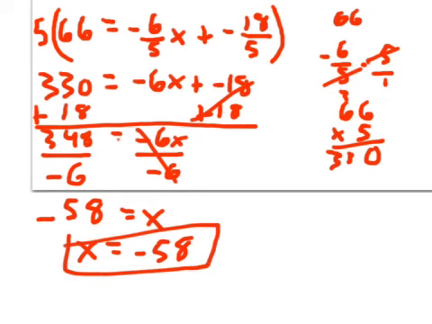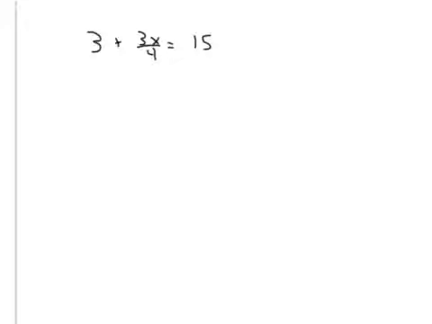So that's multi-step equations. Let's do one more example of those. So we've got 3 plus 3x over 4 equals 15. There's no subtraction to change. There's no distributive. So let's get the variable term by itself. The variable term is the 3x over 4.